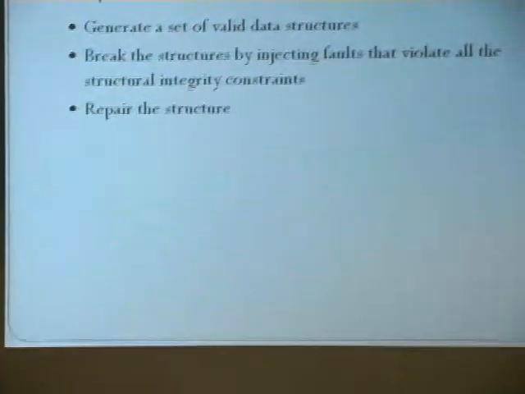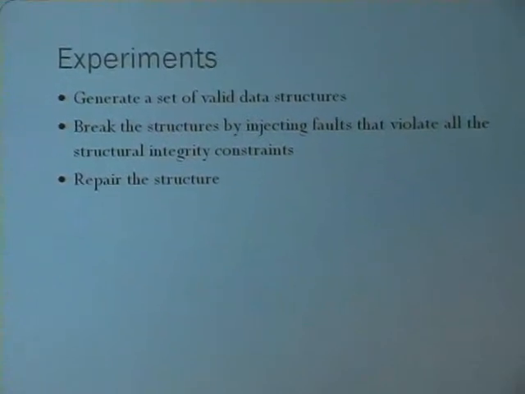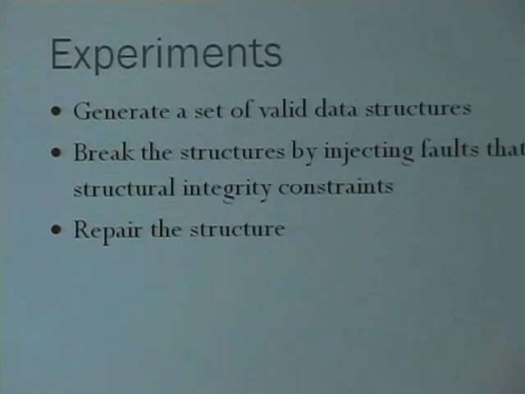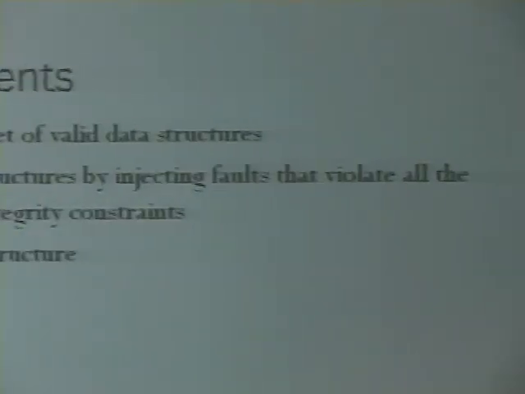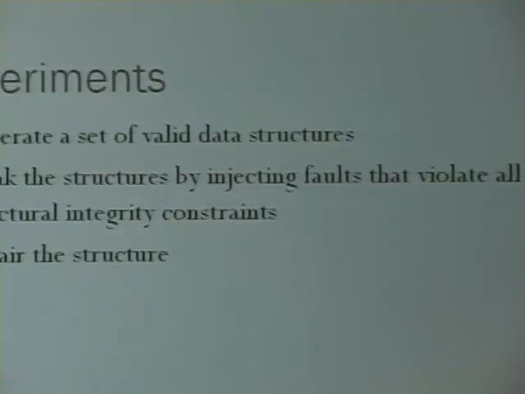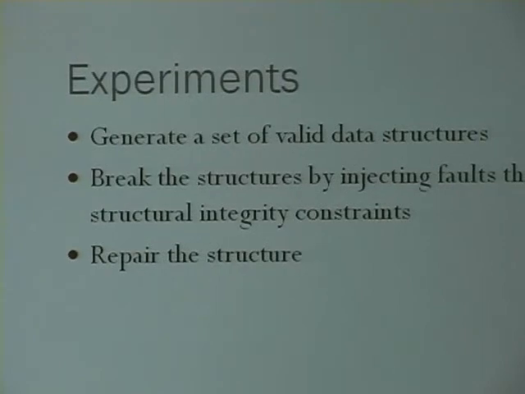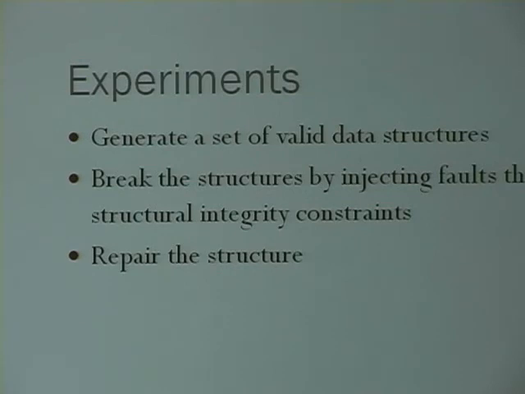So speaking about that, how did we perform our experiments? Well, we generated a set of valid structures of different subjects, and I'll show you the subjects soon. And we broke all the structures by injecting faults that break all the integrity constraints. For example, in a doubly linked list, we break the circularity constraint. We make next not equal to previous. We make next point somewhere else. And then we trigger our repair routine and run the program.